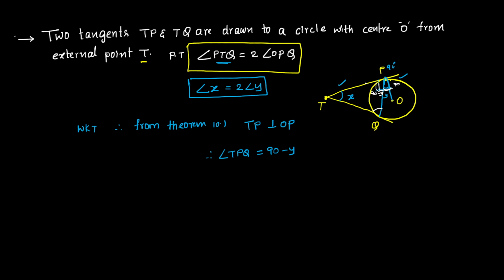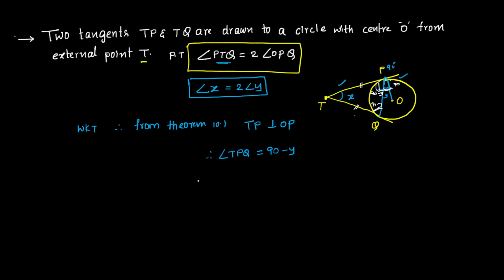The reason is this is an isosceles triangle because TP and TQ are equal. Why? According to theorem 10.2, two tangents drawn from an external point to a circle are equal, right? So TP is equal to TQ. If two sides are equal, automatically it will become an isosceles triangle. In an isosceles triangle, if two sides are equal, then opposite angles are also equal. So if this is 90 minus y, this would also be 90 minus y.